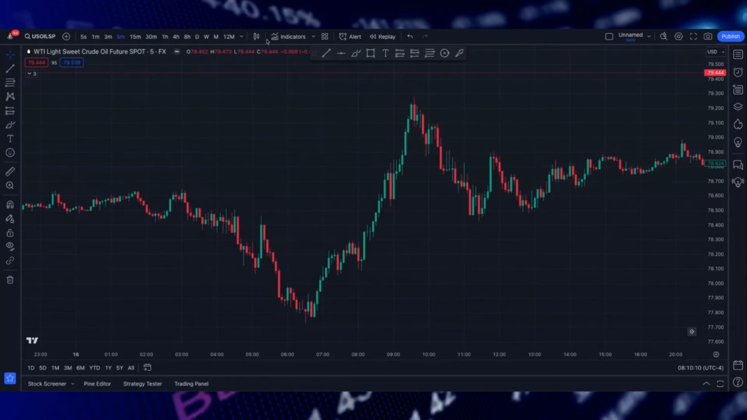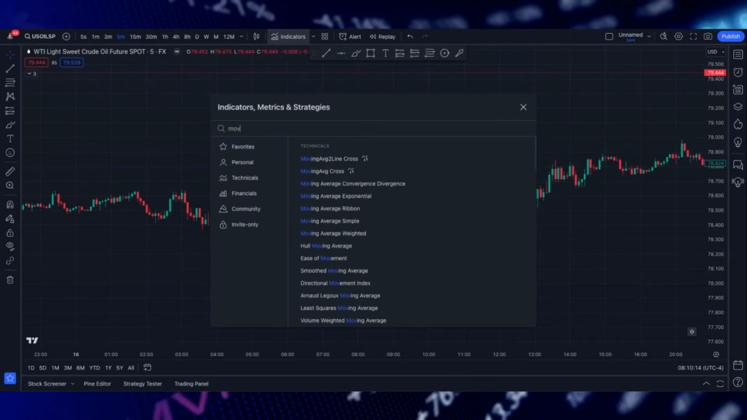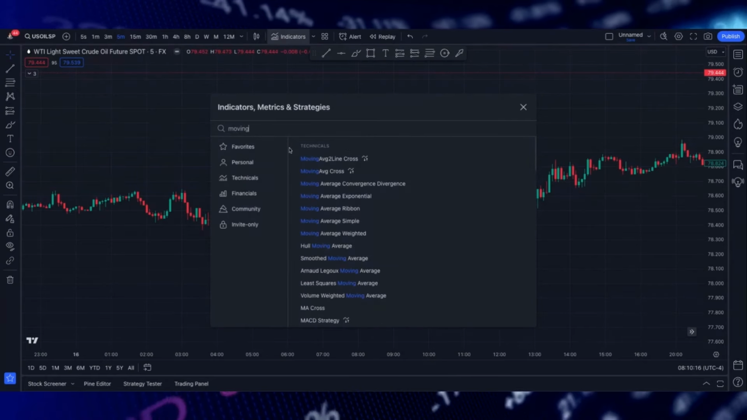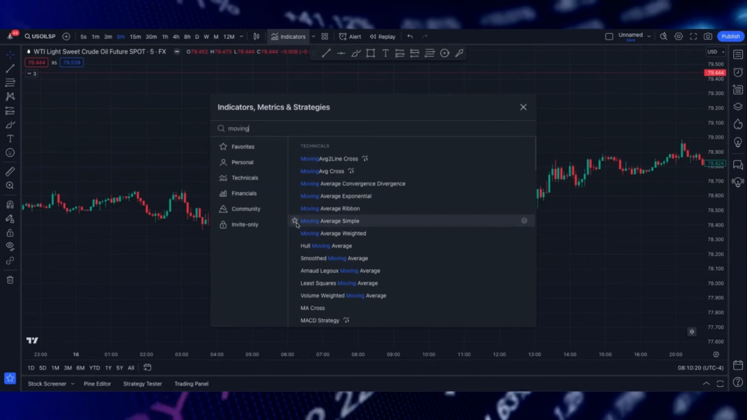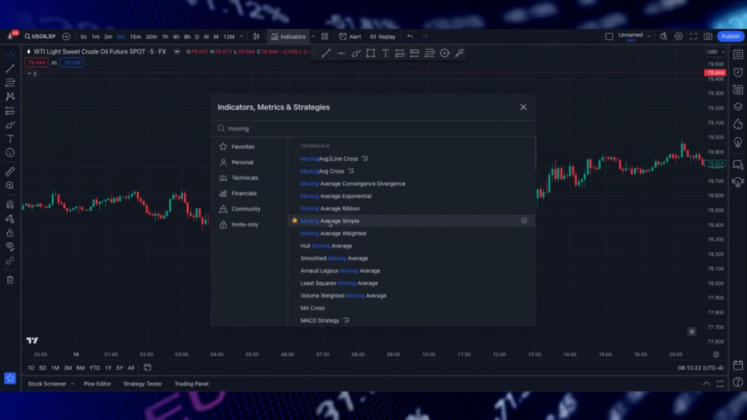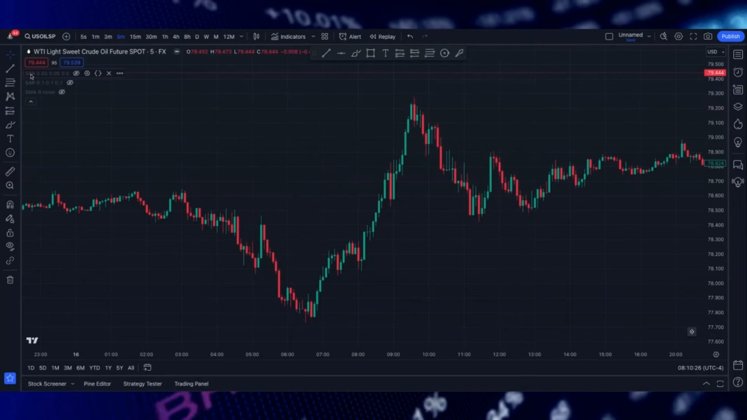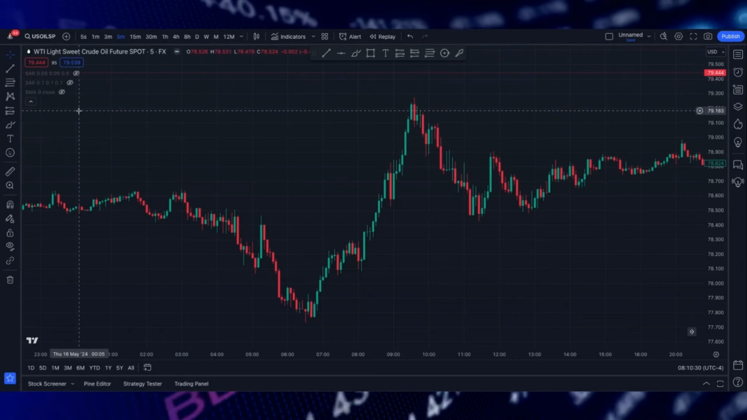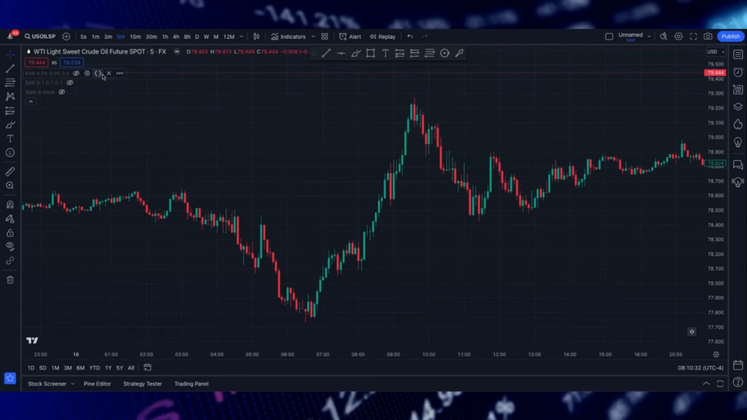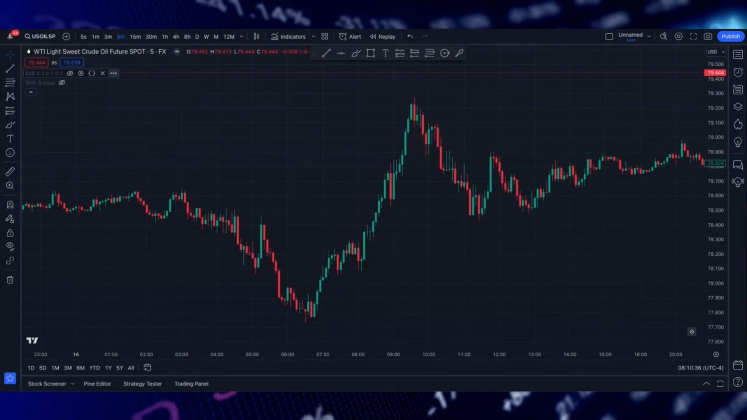And then the next thing you want to do is go back to indicators and start typing in MOVING for moving. And you want to pick this one right here, moving average simple. As a matter of fact, I'm going to make it a favorite. And then you want to click on that. Once you do that, they are going to be installed here in the upper left-hand side of your chart. Okay. Now I want to go ahead and get rid of this one since I already have one installed.